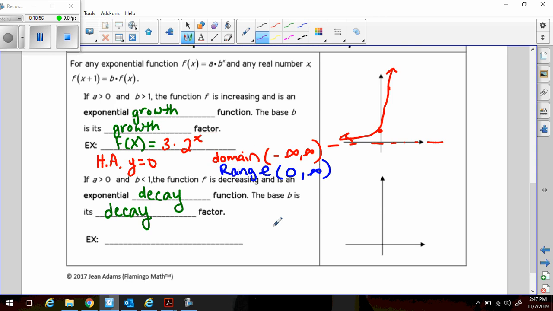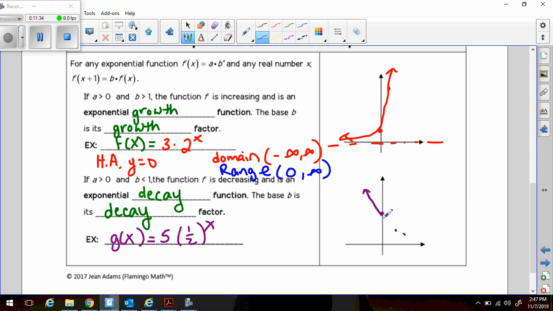Decay, we're getting smaller, but it's not going to go below the x-axis. We're going to have an example, maybe something like g of x equals 5 times 1/2 to the x. And when I plug in 0 into here, this is 1, and times 5 is 5. So when x is 0, it's at 5. When x is 1, this is going to be 1/2 times 5, which is half of 5, which is 2.5. And then it's just going to keep on getting smaller.